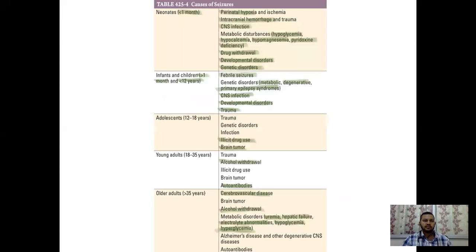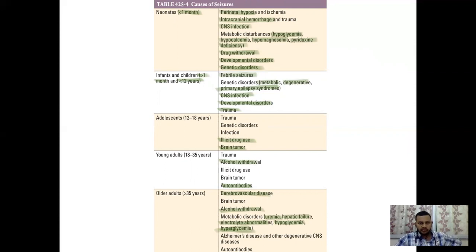Age-wise causes of seizures. There are different causes according to the age. In neonates less than 1 month: perinatal hypoxia and ischemia, intracranial hemorrhage and trauma, CNS infection, and metabolic disturbances like hypoglycemia, hypocalcemia, hypomagnesemia, pyridoxine deficiency, or drug withdrawal, or developmental disorders, or genetic disorders. In infants and children more than 1 month and less than 12 years, causes of seizures are febrile seizures, or genetic disorders like metabolic, degenerative, and primary epilepsy syndrome. Any CNS infection and developmental disorders are common.